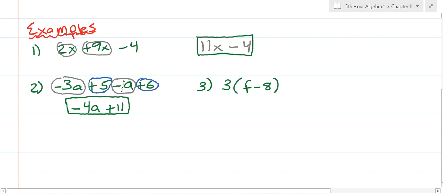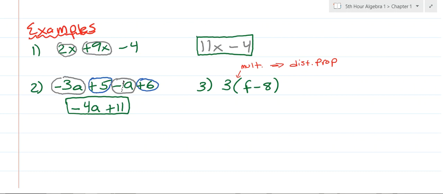So I ignore what's on the inside. And now I go to the outside. There's no more parentheses on the outside. There's no exponents, but there is multiplication. I'm going to put a little note right here: this is multiplication. Specifically, it's saying 3 times f minus 8. And maybe you'll remember, this is our distributive property. What the distributive property means is you are going to multiply everything on the inside by the number on the outside. You are going to distribute or pass out what's on the outside to the inside.